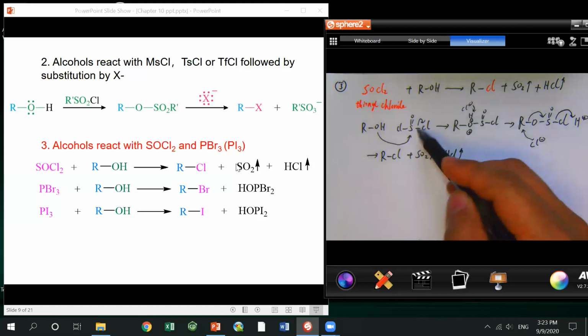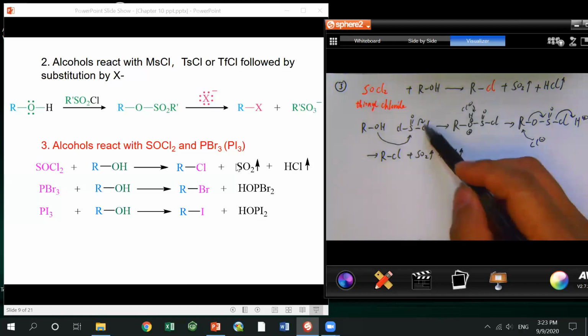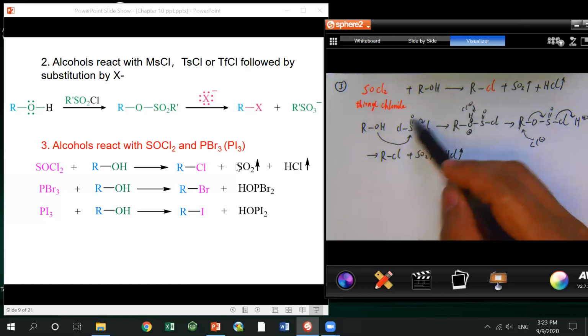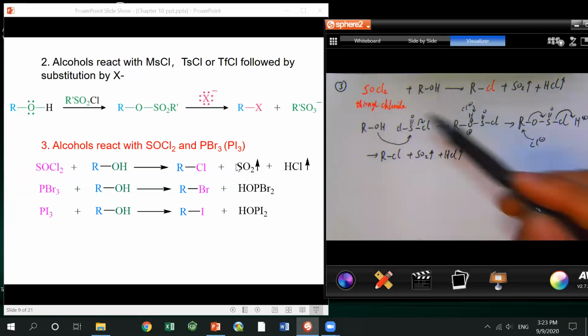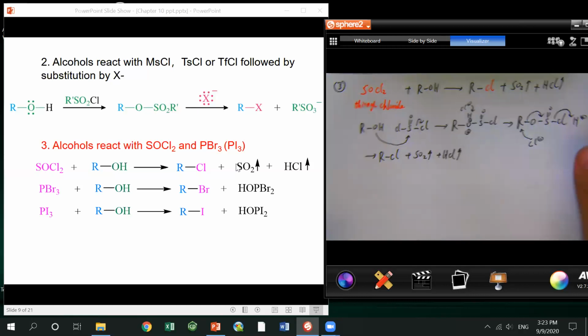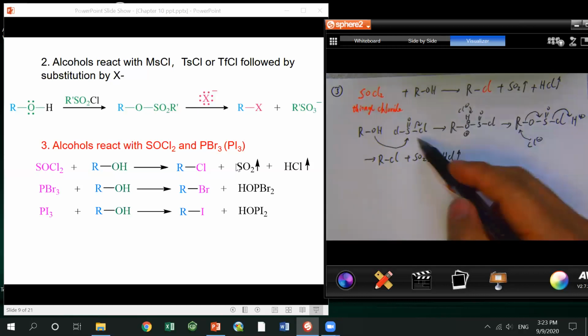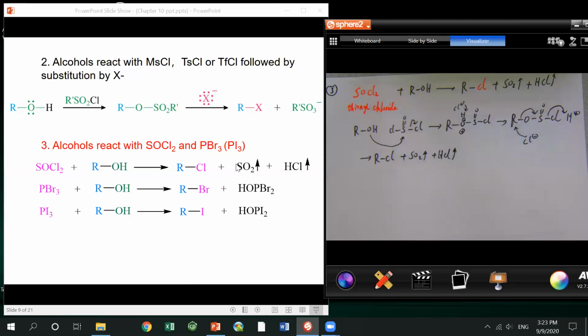This one is also volatile. So after the reaction, you just do rotavap, easily remove this and any side product, and you only get the chloride back. Very nice reaction. The only problem is that thionyl chloride is a little bit toxic, so please do this reaction in the hood.